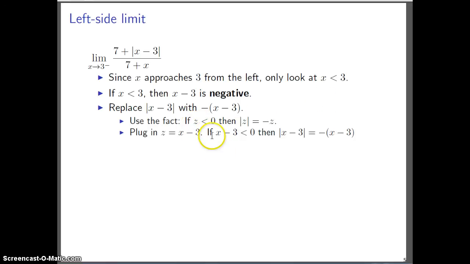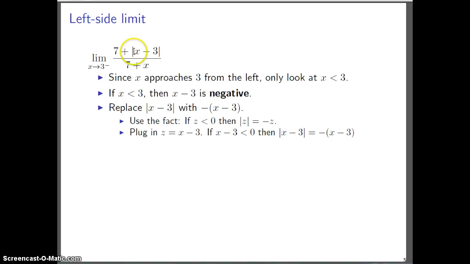So this sentence should read like this: if x minus 3 is less than 0, then the absolute value of x minus 3 is equal to negative the quantity x minus 3. And we do have that x minus 3 is less than 0. That's what we established right here: x minus 3 is negative. So since we've met this requirement, we can now use this fact. That's why I want to replace the absolute value of x minus 3 with negative the quantity x minus 3, because this thing is equal to this thing, and we can replace this thing with that thing.